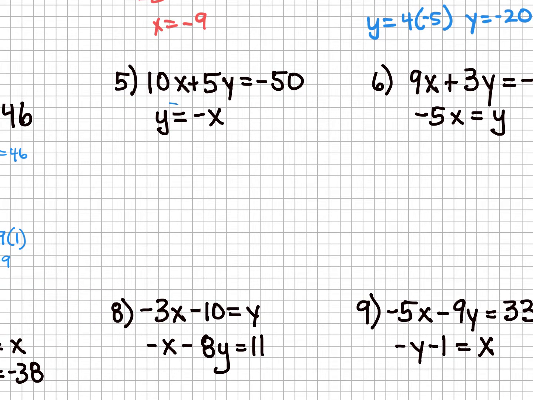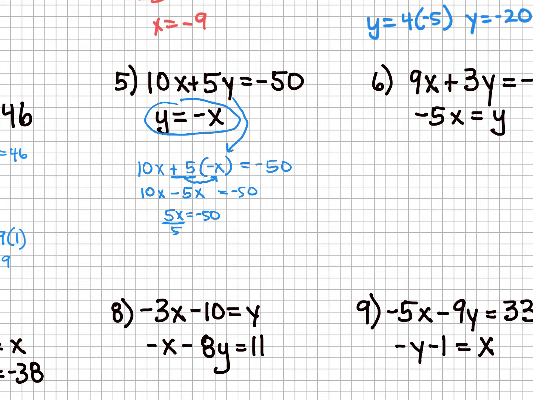Okay, number 5, let's see. Y equals negative x. So I'm going to take out y and plug in negative x. So it's 10x plus 5 times negative x equals negative 50. So I have to get rid of those parentheses because I plugged in a negative. So 10x, positive 5 times negative x is negative 5x. So it's 10x minus 5x equals negative 50. 10x minus 5x is 5x equals negative 50. I divide by 5. X equals negative 10.